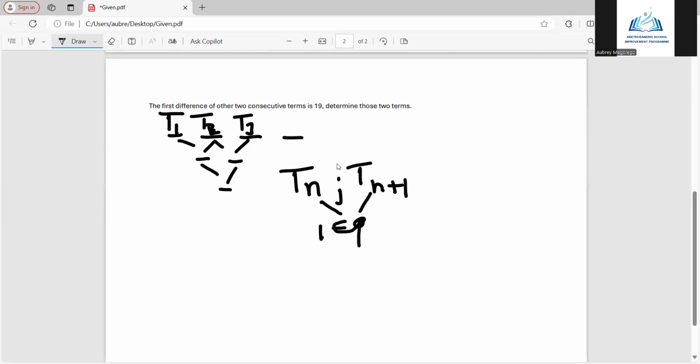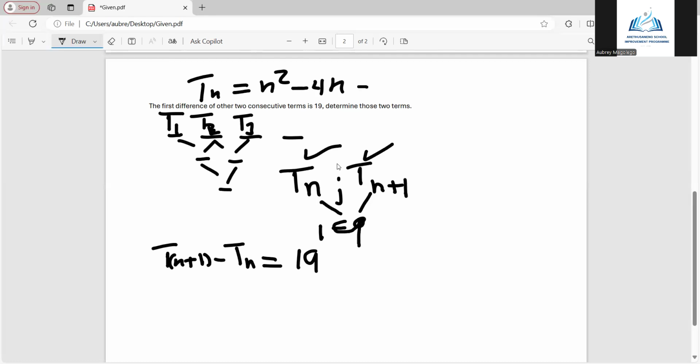But how can you solve this question? The first difference is this term, T(n+1) minus Tn, which must give me 19. This is the position of the terms, and we are given the quadratic number pattern, which is Tn equal to n squared minus 4n minus 5. Therefore, we can substitute n plus 1 into the equation of the general term. So it's going to be (n plus 1) squared minus 4 times (n plus 1) minus 5, then minus the general term, because we are subtracting the term in the earlier position.